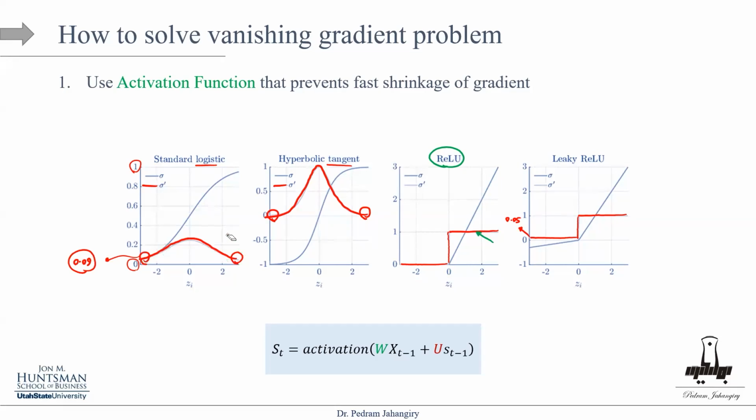So that was one solution, right? And sometimes you have to use sigmoid, right? So this is the last layer, or you want to do something. What if you have to use sigmoid? What else can you do?